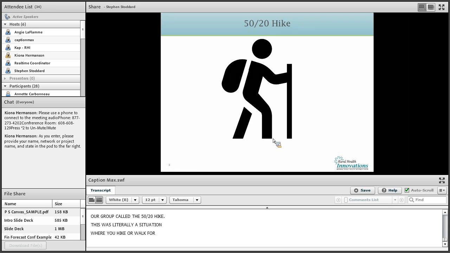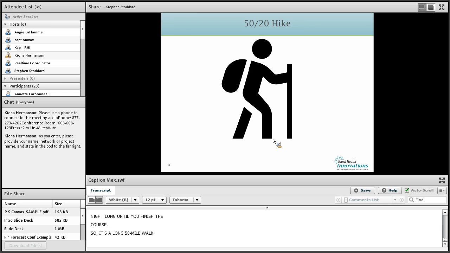Quickly, when I was 14 years old, as a scout, I decided to participate in an activity with our group called the 50-20 hike. This is literally a situation where you hike or walk for 50 miles within 20 hours. In order to get the patch, that's what you've got to do, is that 20-hour requirement. And so our scout group got ready. We got to the start line.